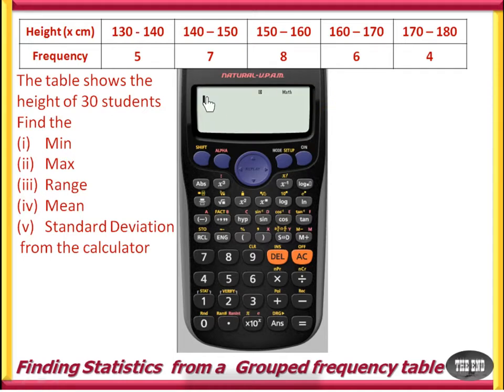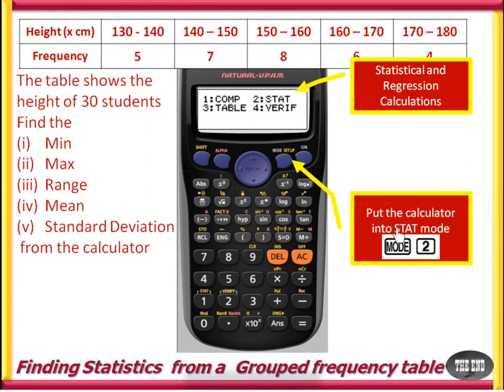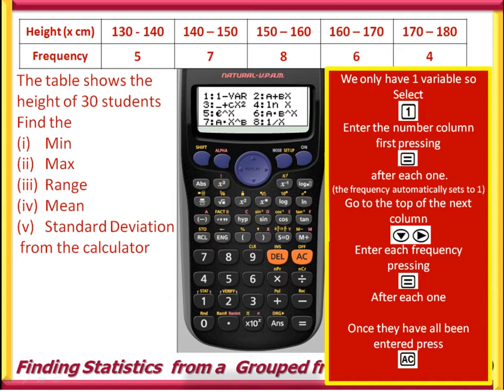Now we're on our blank screen and we've turned the frequency on. We can continue on with the question. We need to put the calculator into stats mode. So we're going to press Mode and 2. When we press Mode, this button here, this should come up on the screen. And we want number 2, which says STAT. That's our stats function. Once we've pressed 2, this should come up on the screen.